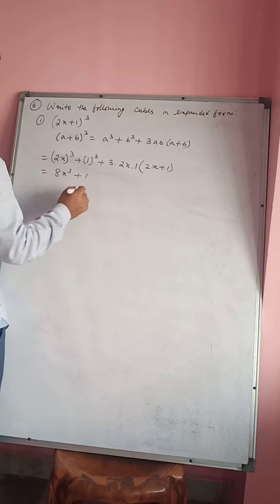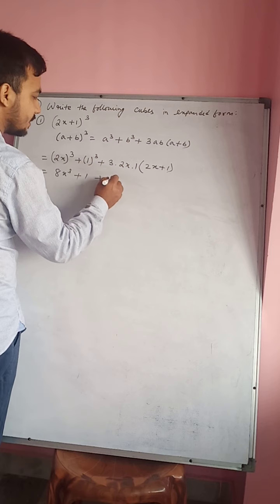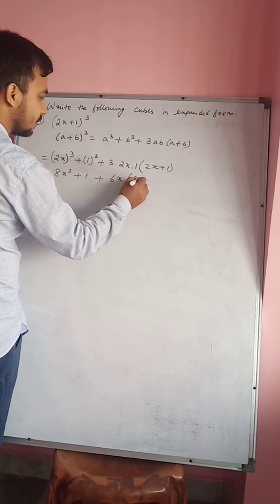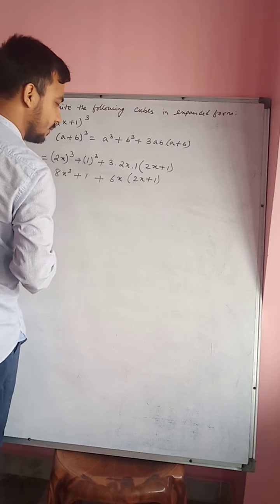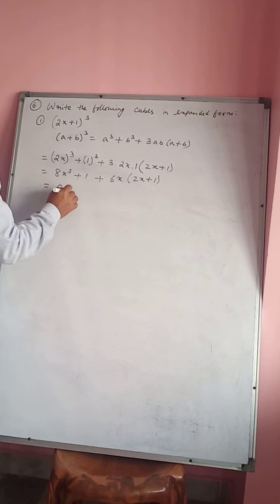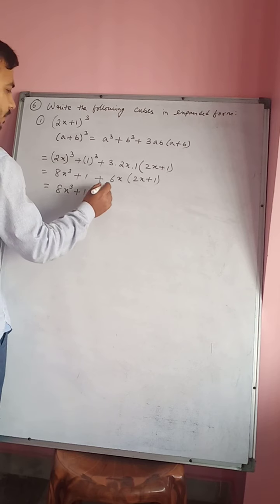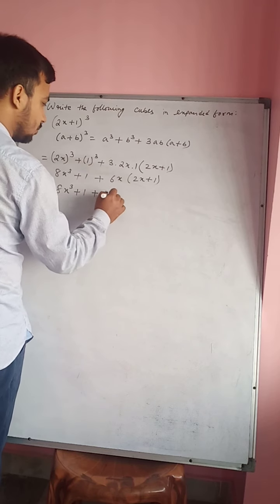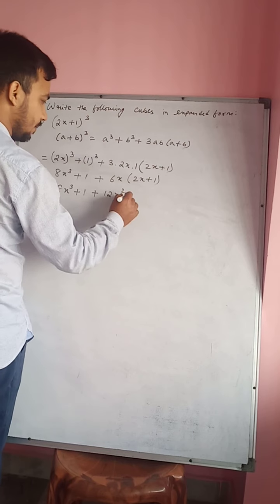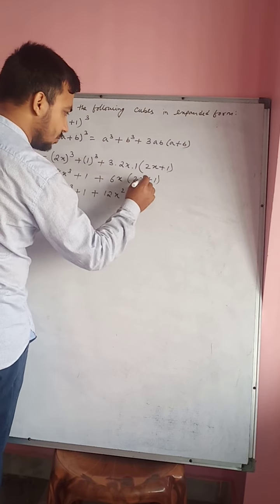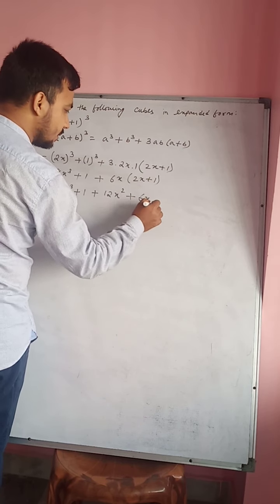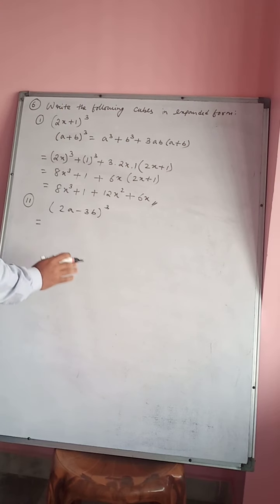1 cube means 1, plus 2 3s are 6 into 1 means 6x, (2x plus 1). Okay, so this will be 8x cube plus 1 plus 6 into 2, 12x square, plus 6 into 1 will be 6x. So this is the solution.